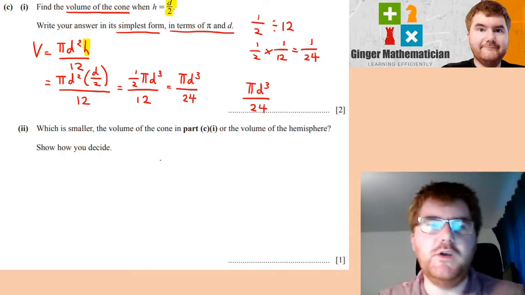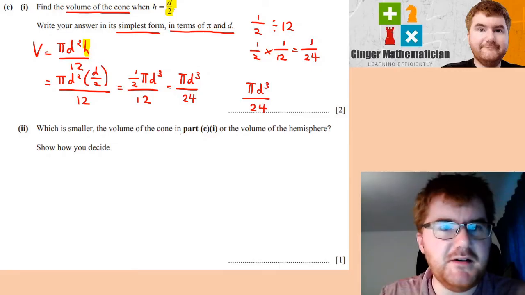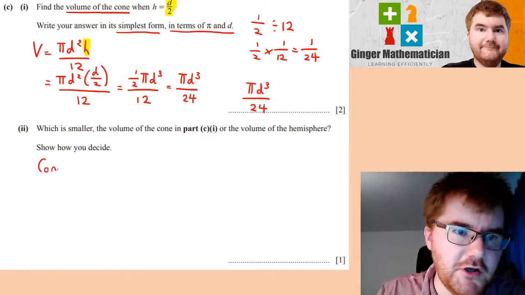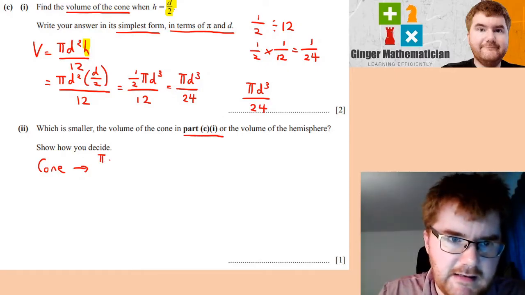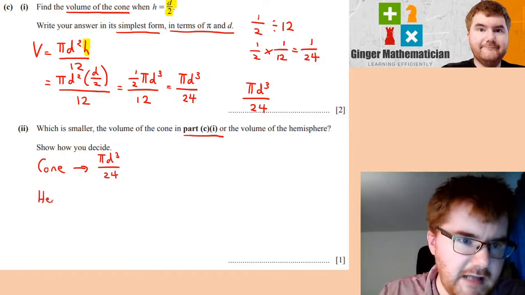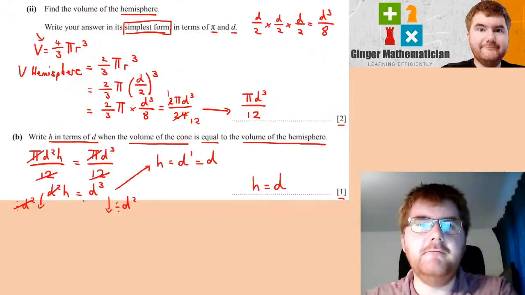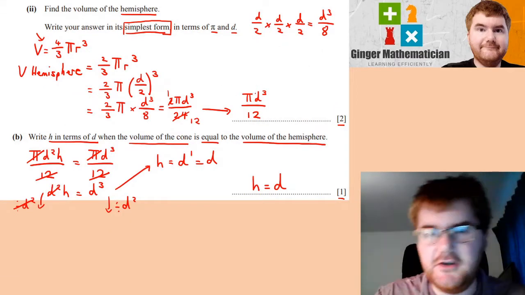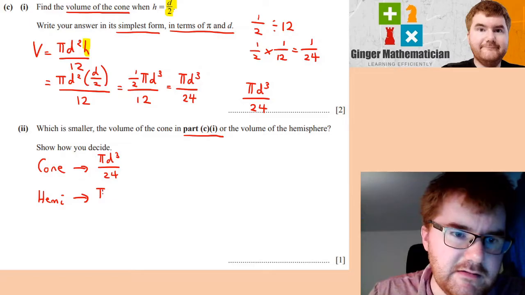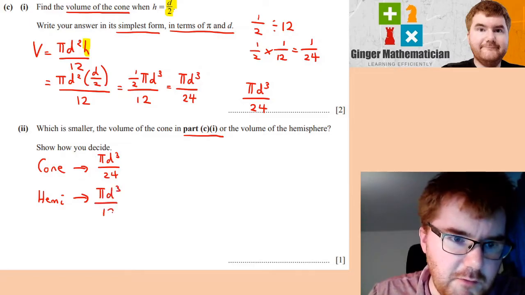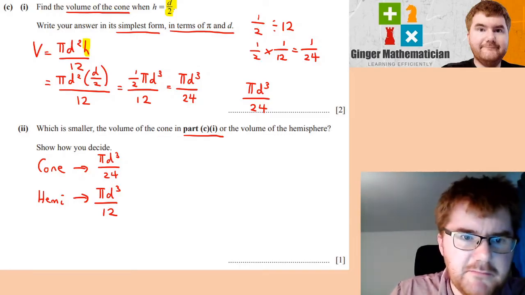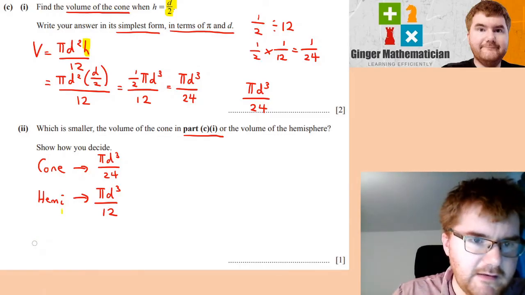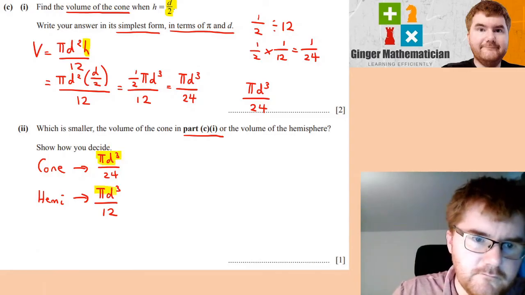And now we need to decide which is smaller. The volume of the cone in part c, part 1. So I'm going to put cone. Really, as soon as I see bold, I'm really following those instructions. So pi d cubed over 24. Or the hemisphere, so I'm going to put hemi. And if we go back, the volume of that was pi d cubed over 12. So pi d cubed over 12. And we want to work out which is smaller. Well, we've got the same numerator in both here. So if we get the highlighter out.